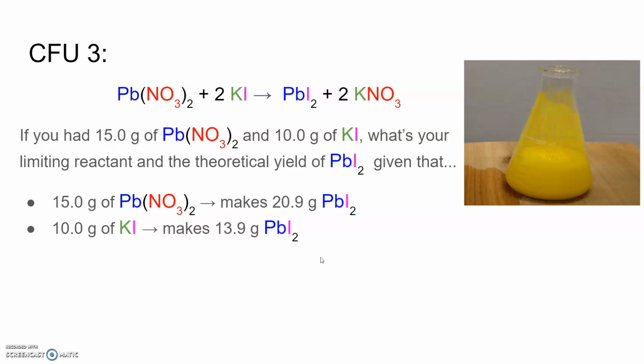All right, now it's your turn. You're going to try the CFU. If you had 15 grams of lead nitrate and 10 grams of potassium iodide, what's your limiting reactant and the theoretical yield, given that 15 grams of lead nitrate makes 20.9 grams of lead iodide and 10 grams of potassium iodide makes 13.9 grams of lead iodide? Pause the video now. When you press play again, the answer will be revealed.